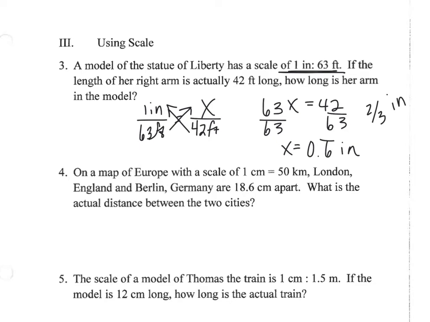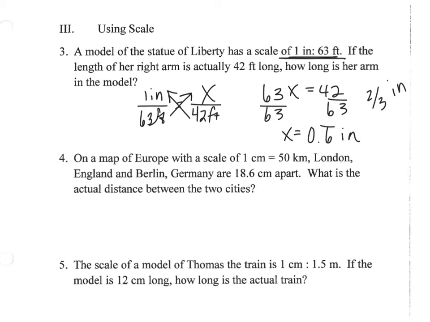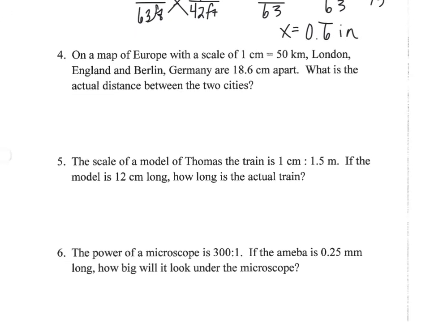So then if you're looking in reverse here, on a map of Europe with a scale of 1 centimeter is 50 kilometers, London, England, and Berlin, Germany are 18.6 centimeters apart. What is their actual distance between the two cities? So here, you set up that proportion again. You have 1 centimeter for every 50 kilometers. So on your map, when you measure a centimeter on the map, it's actually 50 kilometers in real life. That's going to be the same thing, and then you have 18.6 centimeters apart. So that's how far apart they are on the map. So that's that scaled distance.